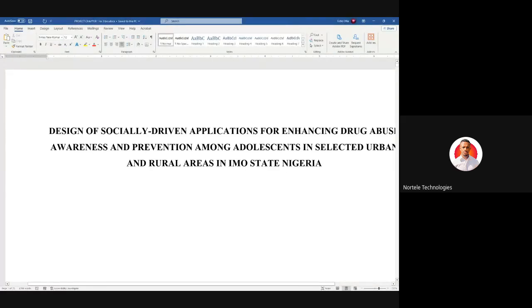Amongst adolescents in selected urban and rural areas in Imo State. And your own is maybe you're doing it in another state like Lagos State. So you define in your research gap that they did this, so their finding was that so and so happened. But the gap you're trying to fill in that research is that they did it in Imo State and they did not tie it down to Lagos State.